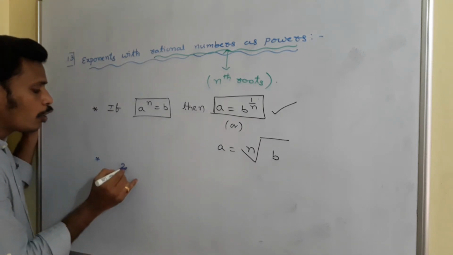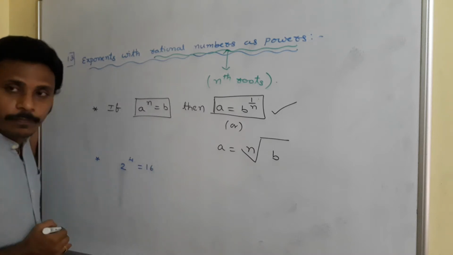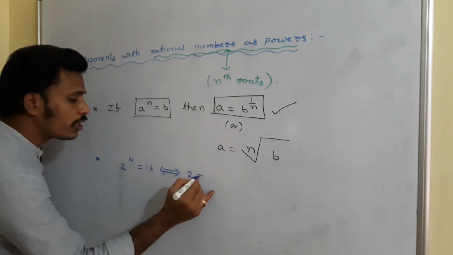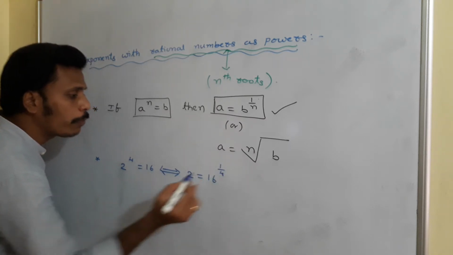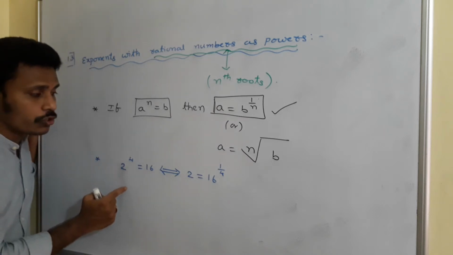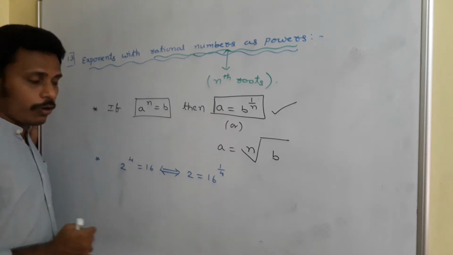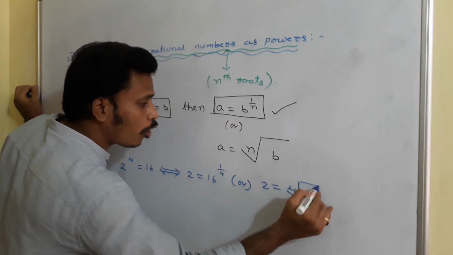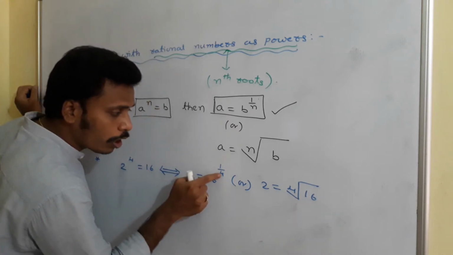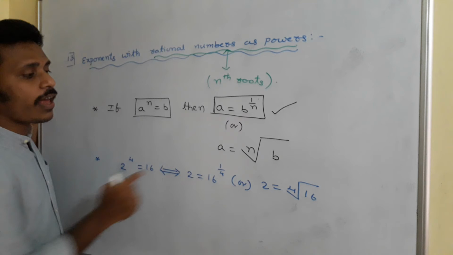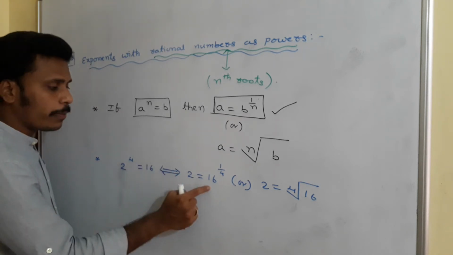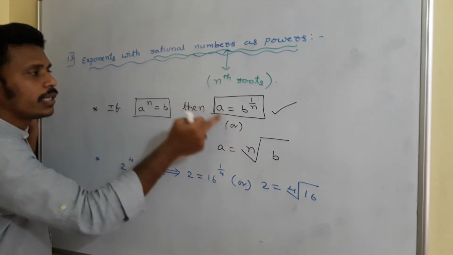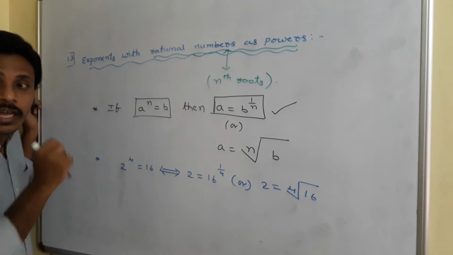First, suppose you have 2 power 4 is equal to 16. Since 2 power 4 is equal to 16, it can be expressed like this: 2 is equal to 16 to the power 1 by 4. Or you may write it like this: 2 is equal to the 4th root of 16. Since it is 1 by 4, it is the 4th root of 16. See, these two are the same. Just by the definition of this notation, this conversion gives you the idea of rational numbers as powers.